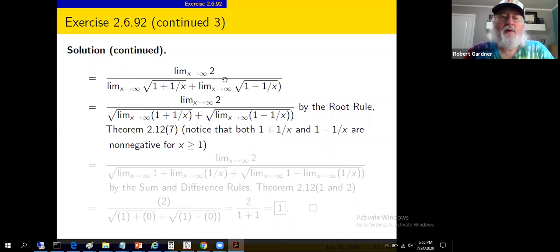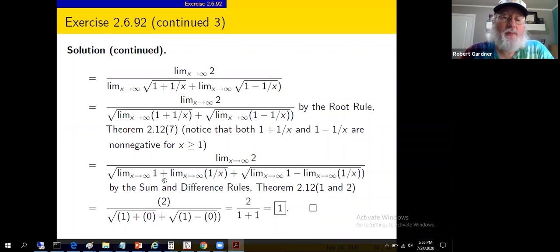Okay, here's where we left off. Take the limits inside. Root rule. Hey, 1 plus 1 over x, 1 minus 1 over x. These are non-negative. Yeah, if x is greater than or equal to 1, these are non-negative. At x equals 1, this one we got no problems with because x is positive. This one, when x is 1, you get 0 out. 0 is non-negative. When x is bigger than 1, we got no problems. So no problems with square roots and negatives. So that's justified. All right, we got a limit of a sum and a limit of a difference.